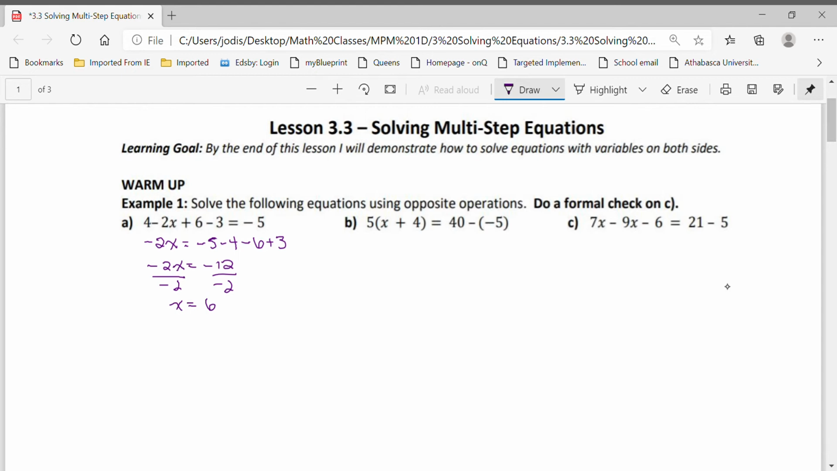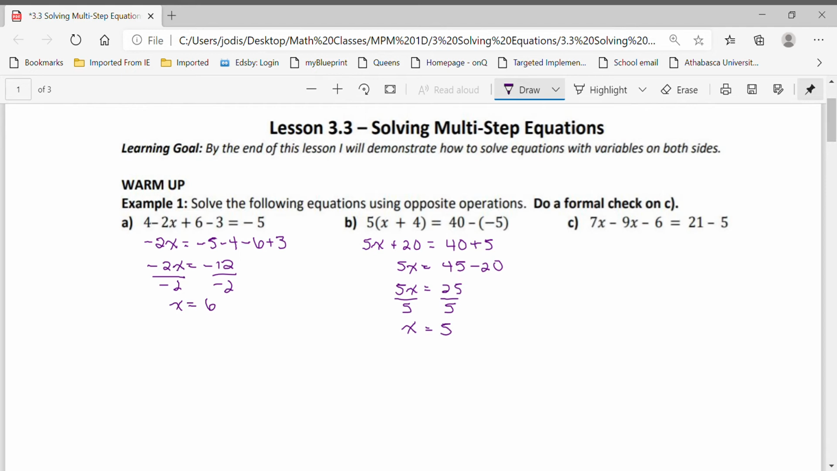Okay, for b, we're going to distribute first. So we've got 5x plus 20 equals 40, and then here we can just simplify our sign. Negative and a negative is a positive. Then again, I want to make sure all my constants are on the same side. So here I'm just going to add them because it's pretty easy. And then this positive 20 becomes a -20. So 45 minus 20 is 25. Divide both sides by 5, and we've got x equals 5.